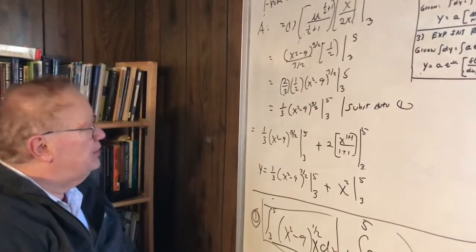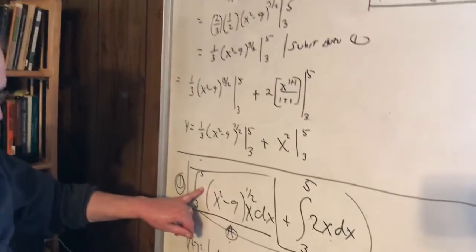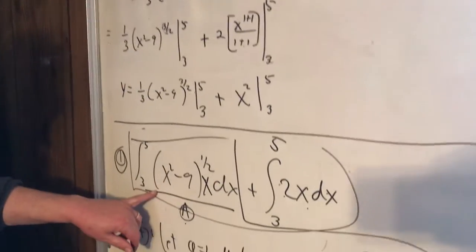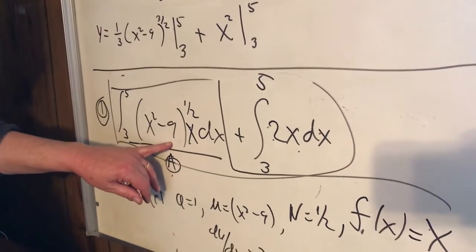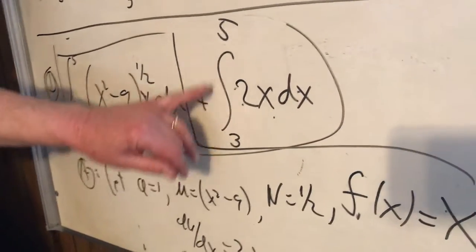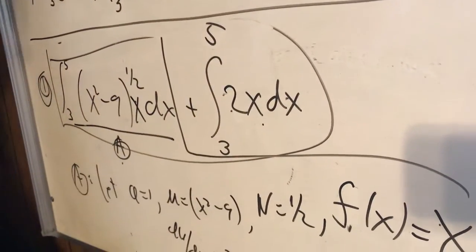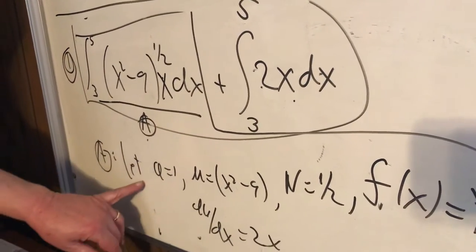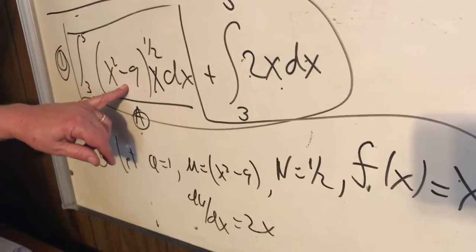Okay, we're back and we're integrating this equation here. The integral from 3 to 5 of (x squared minus 9) to the 1/2 times x dx, plus the integral from 3 to 5 of 2x dx. I'm working on this term A, which is a chain rule, the second rule there.